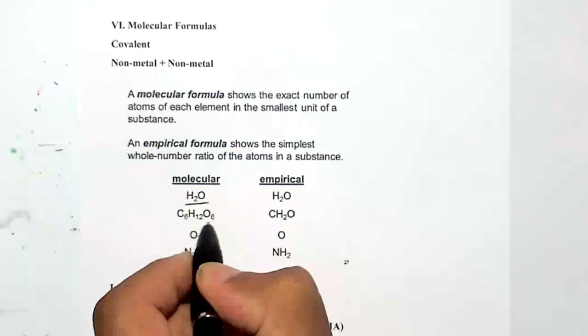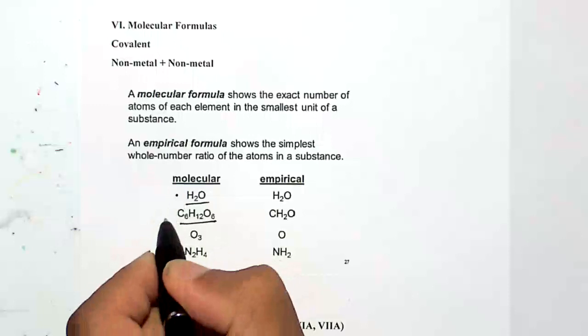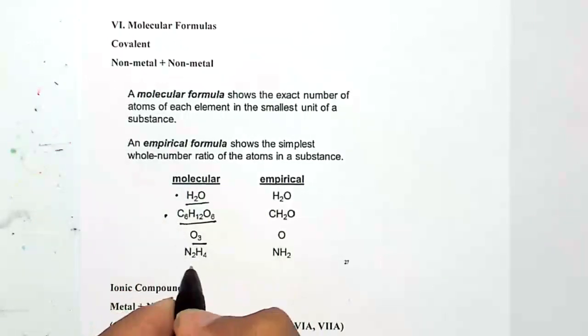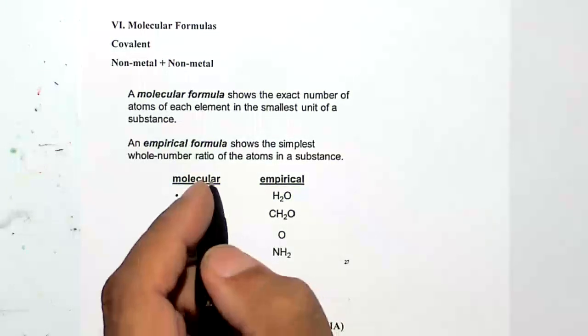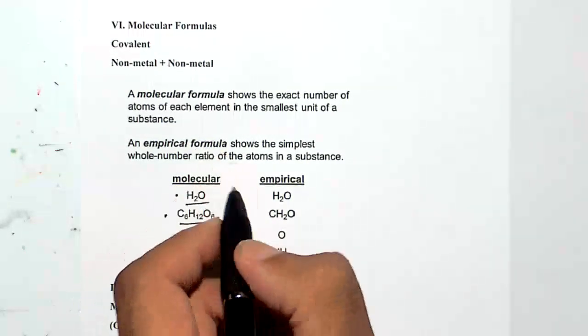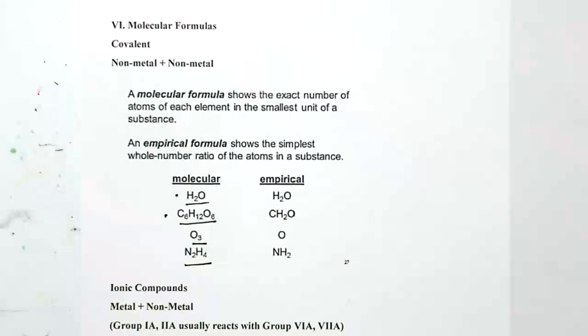So the molecular formula is how it is, okay? This is water, this is glucose, this is ozone, this is N2H4, whatever the name of that compound is. This is the way it is. This is the actual formula. Okay, this is called the molecular formula.